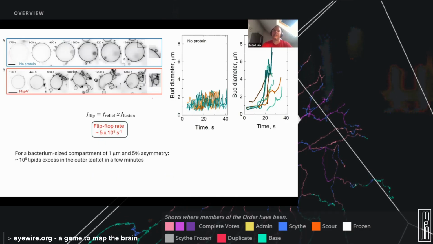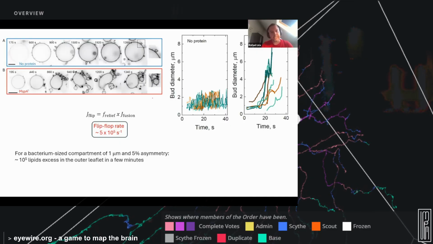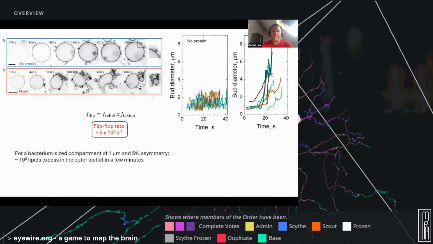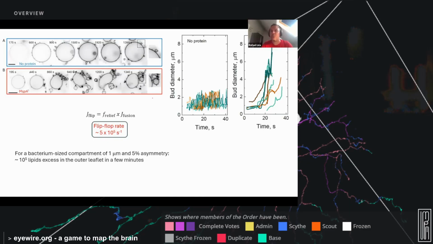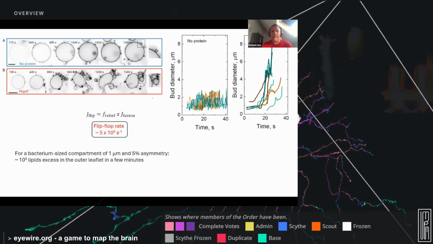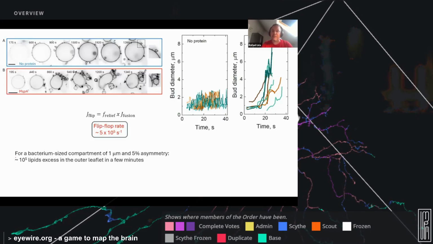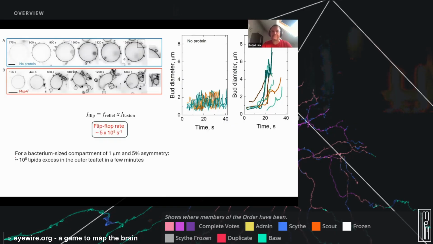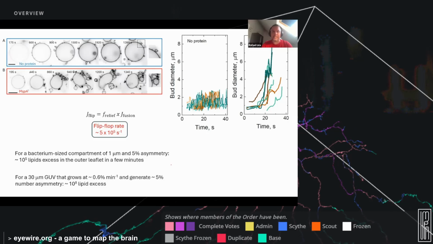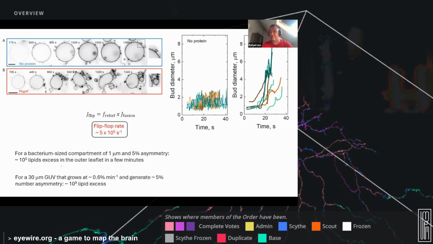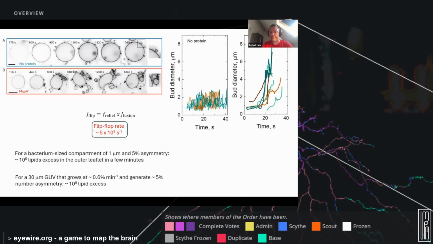To put that in numbers, for a small compartment, much smaller than GUVs, for example, a bacterium-sized compartment of 1 micrometer diameter and 5% asymmetry, which is what we attain in these experiments, this means that we have 10 to the power 5 lipids excess in one leaflet. For GUVs, the same amount of asymmetry generates 10 to the power of 8 lipid excess. And we are not able to alleviate that in seconds.